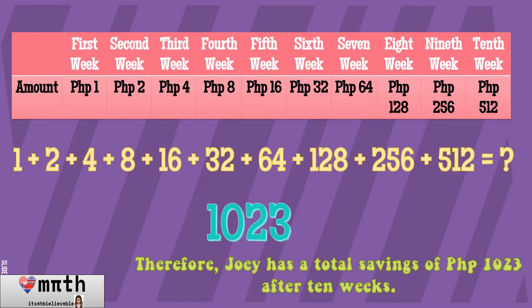And as you can see in this table, the amount of money can be represented as a geometric sequence, since the rate at which the money is being doubled is 2. The process of getting the total value of the money after 10 weeks is very related to today's lesson, which is geometric series.